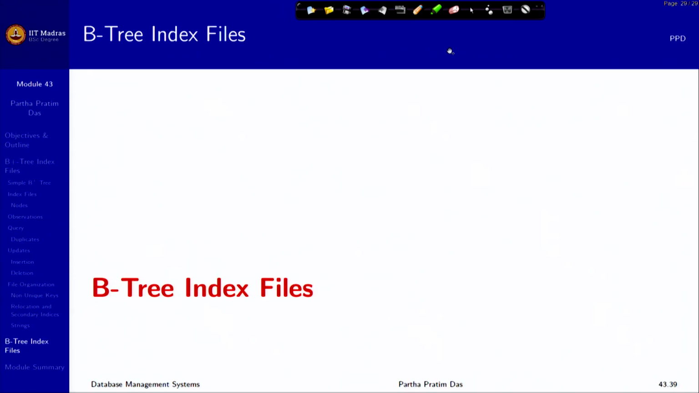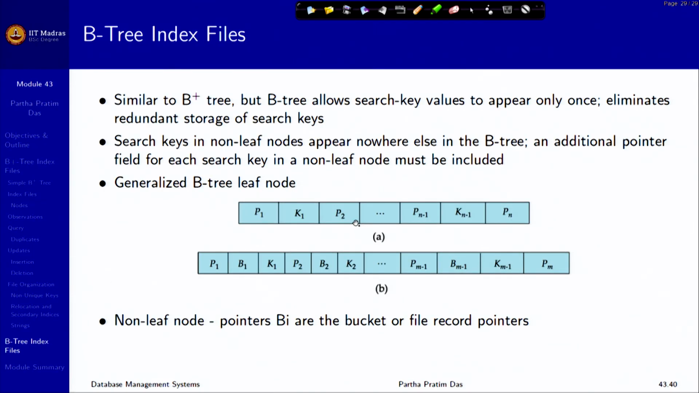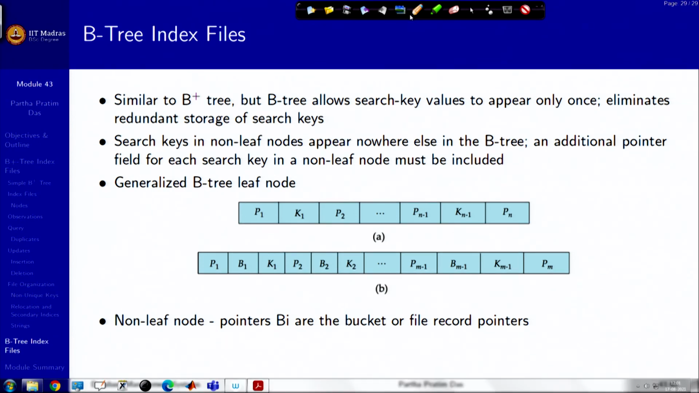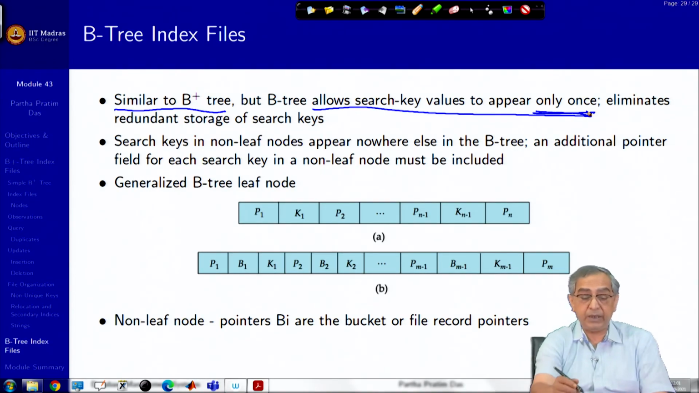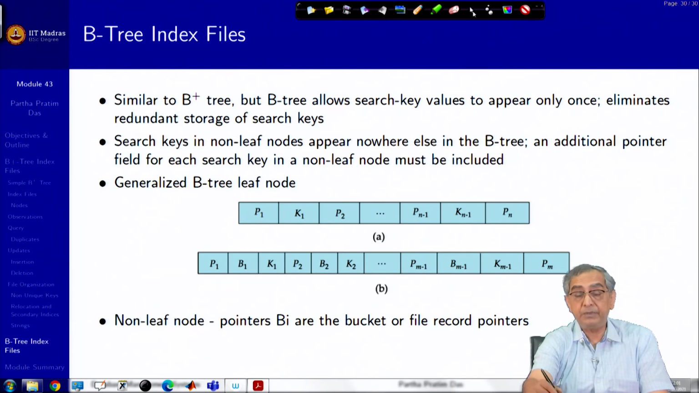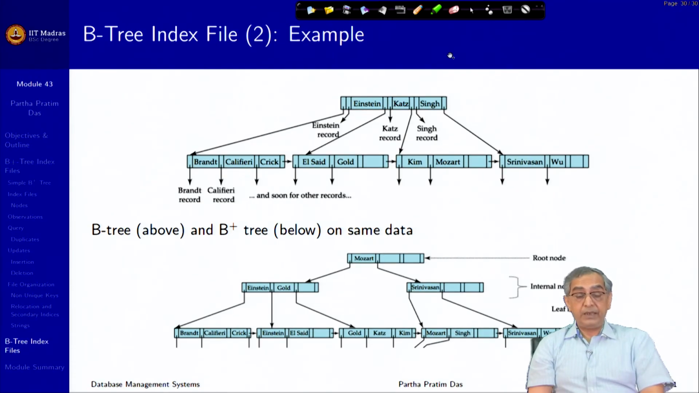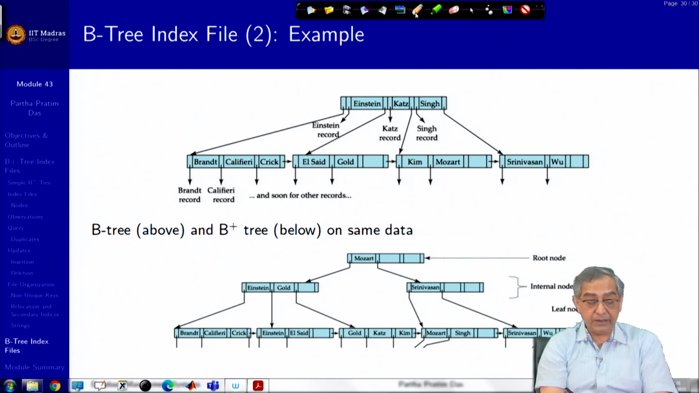Now, that was about B plus tree. There is a compaction on B plus tree known as B tree. In B tree, the basic idea is that, unlike B plus tree, B tree will allow a search key to appear on the tree only once. In a B plus tree, a key will appear multiple times till the root. So, you can see the contrast here. This is your B plus tree.